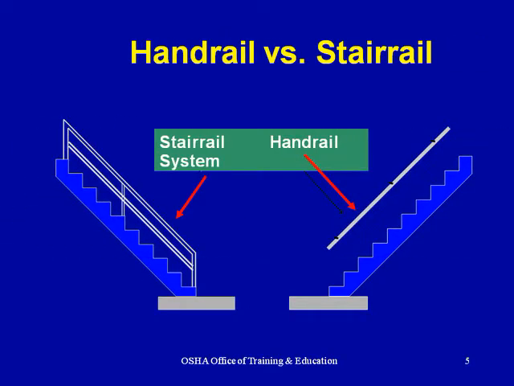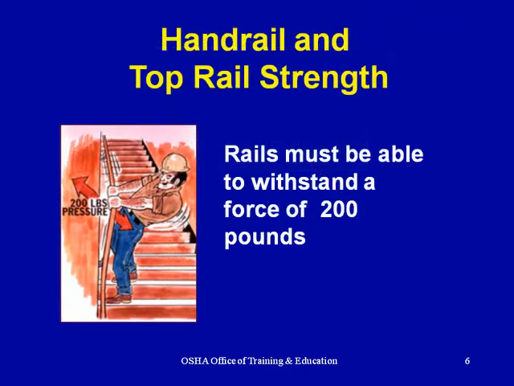Handrail versus stair rail. The example on the left is a stair rail system. The example on the right is a handrail system. Handrail and top rail strength. Rails must be able to withstand a force of 200 pounds.